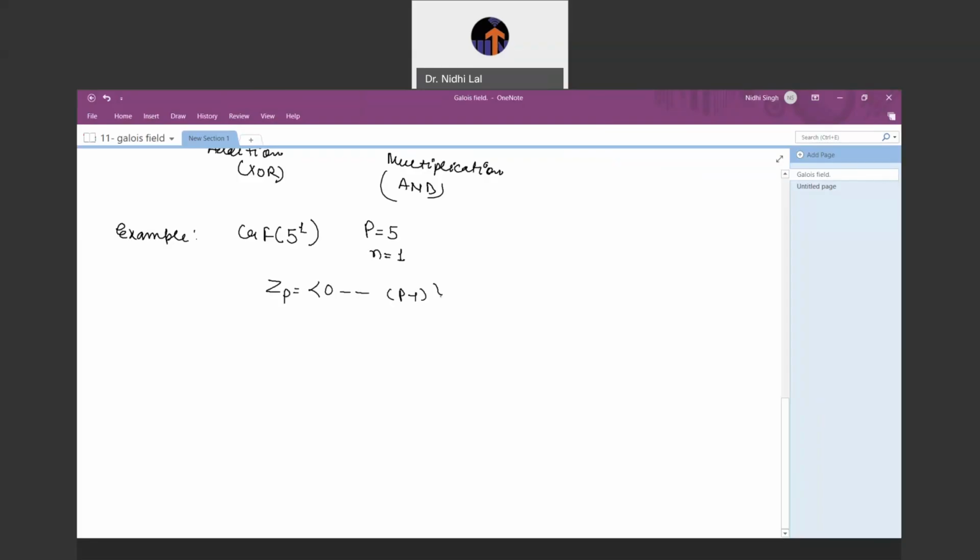It indicates how many elements? That is 0, 1, 2, 3 and 4. Right? And that is Z5. Now perform the two operations, addition and multiplication. So it is very simple, just like in the previous case.